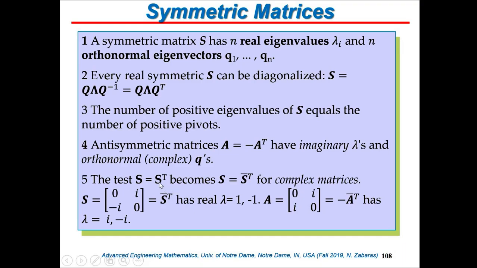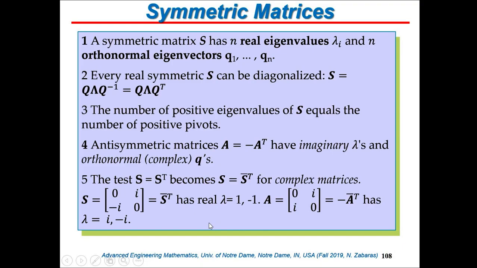So I just wanted to give you this as a heads up. Symmetry and anti-symmetry for complex matrices require, in addition to the transpose in the definitions, also the conjugate. So symmetric means S equals S conjugate transpose, and anti-symmetric means A equals minus A conjugate transpose.